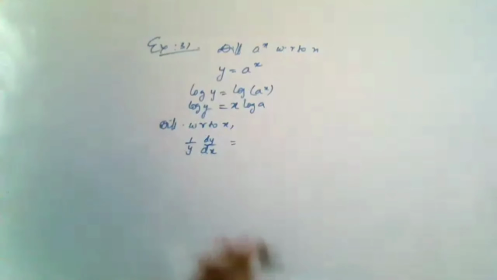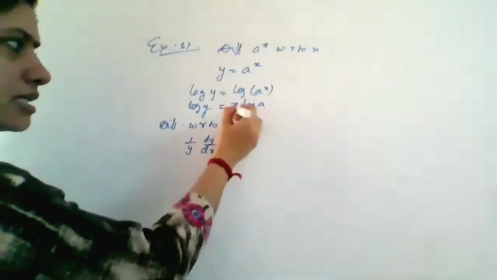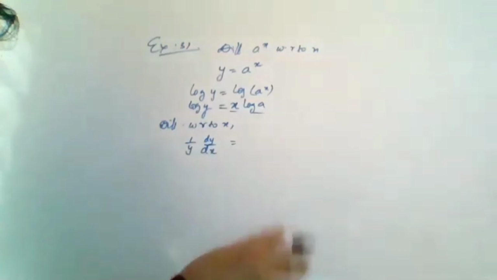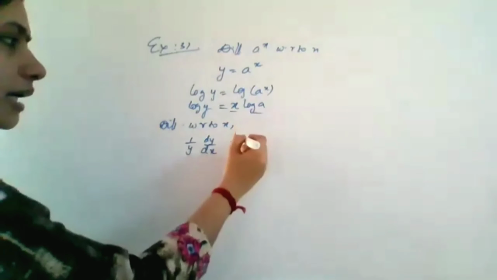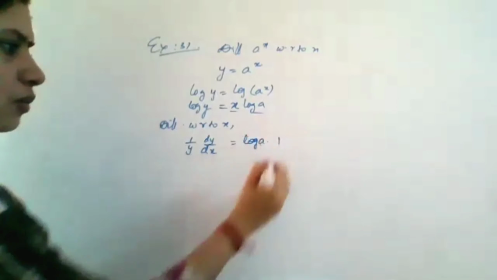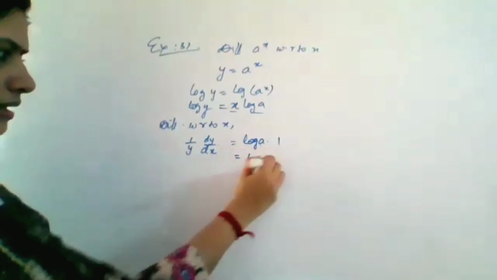Log a. And else, if you did not understand that a is a constant, and you did it by the u and v method, then also log a is a constant, and if you put its derivative as 0, that term will go away. So here you will get only log a into derivative of x, which is 1. So log a is coming, correct?